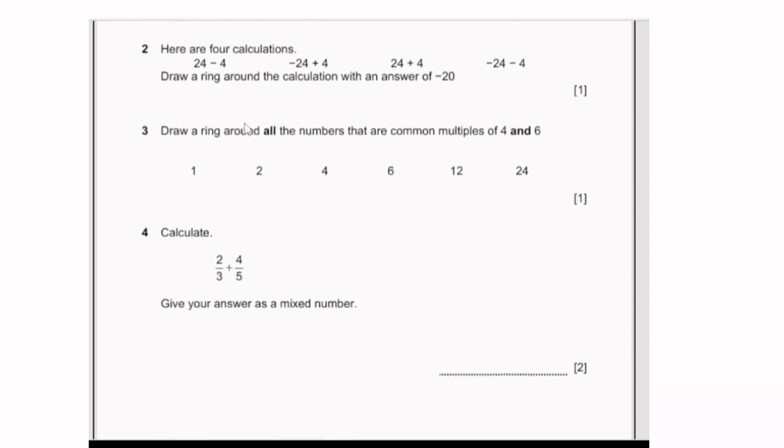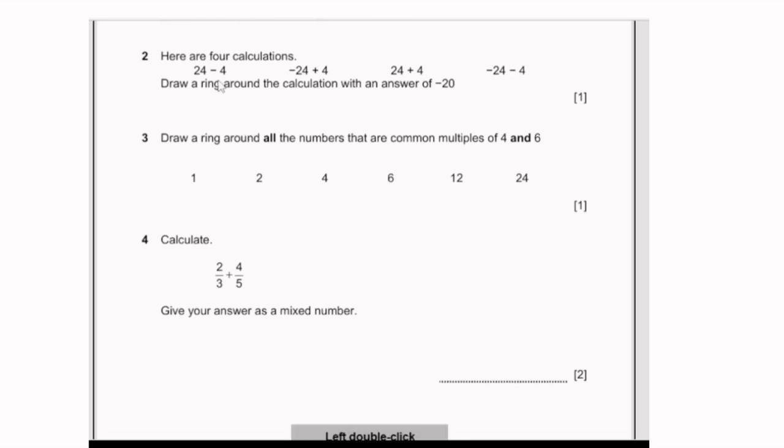Now second question. Here are 4 calculations. Draw a ring around the calculation with an answer of negative 20. So 24 minus 4 is 20. How do you see that? Here there is no sign, that means this is a plus sign. So 24 is positive and 4 is negative. Two different numbers have different signs, so then we always subtract. If we have the same sign, then we add. So here again two different signs, negative and positive, so we are going to subtract, that is 20.